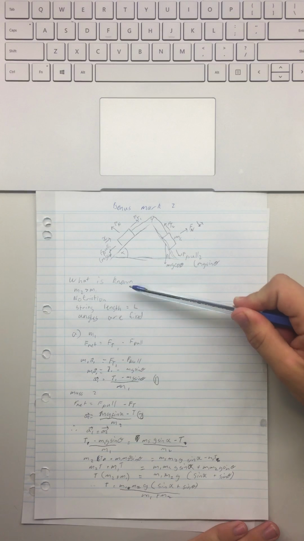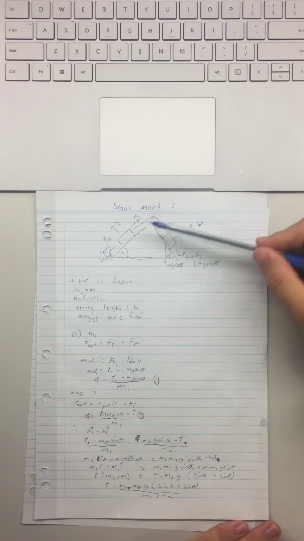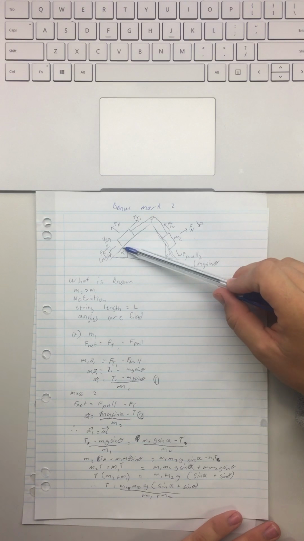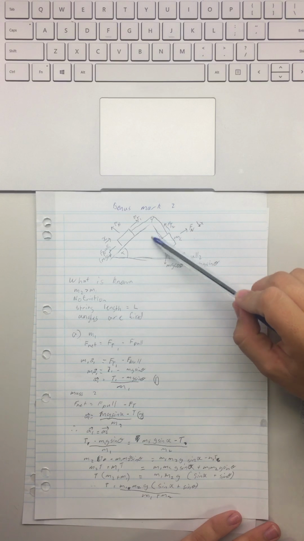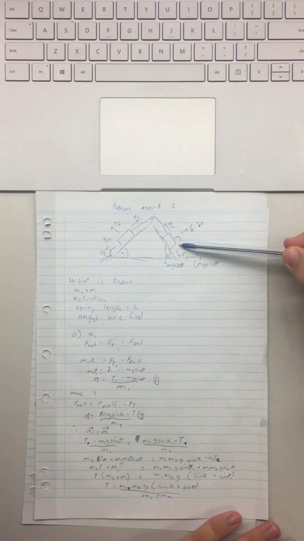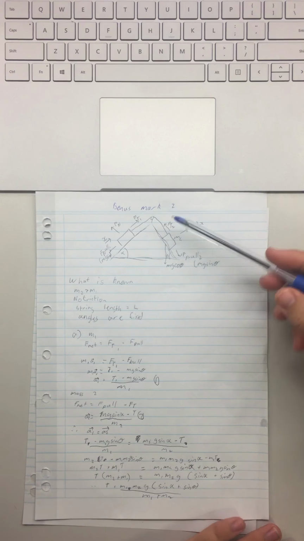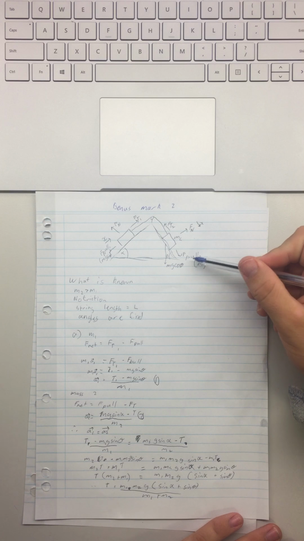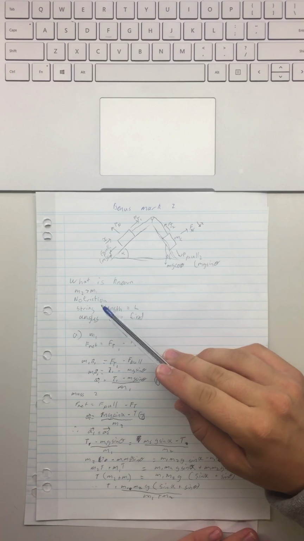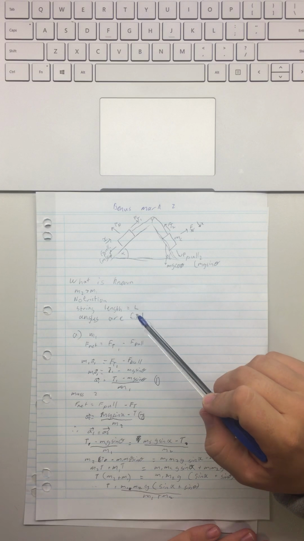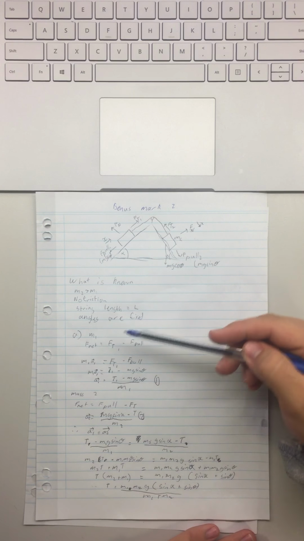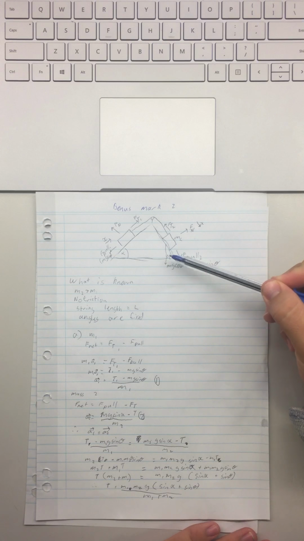We know that M2 is larger than M1, as M1 is being pulled over the pulley, over the mound here. So we know that this side here is going to be positive, so our F pull 2 is going to be positive. We also know that there's no friction, as given in the question. The string length is constant, it equals L, and the angles, both alpha and theta, are fixed.